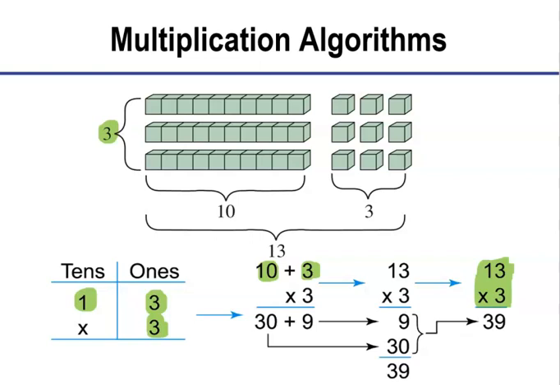And then when you multiply by 3, you're multiplying each of those by 3. So 10 times 3 gives us 30, and then 3 times 3 gives us 9, and we combine those together to get 39. You could also do that vertically, right? So you say 3 times 3 is 9, that's the ones place. 3 times 10 is 30. Or, like we typically do, 3 times 3 is 9, and 3 times 1 is 3. So these are all different models to show multiplication.